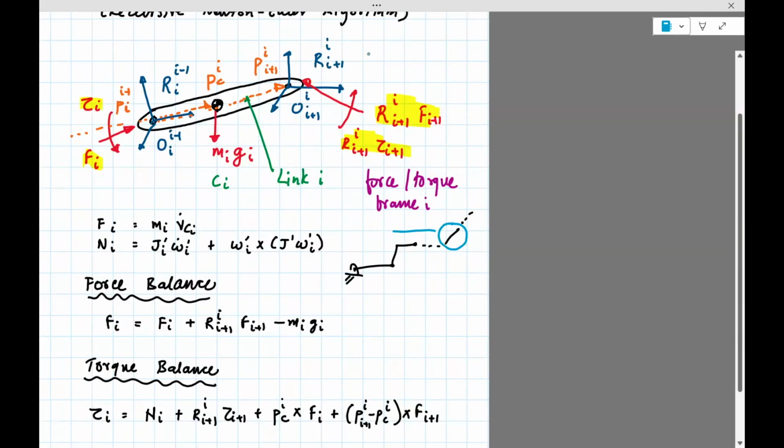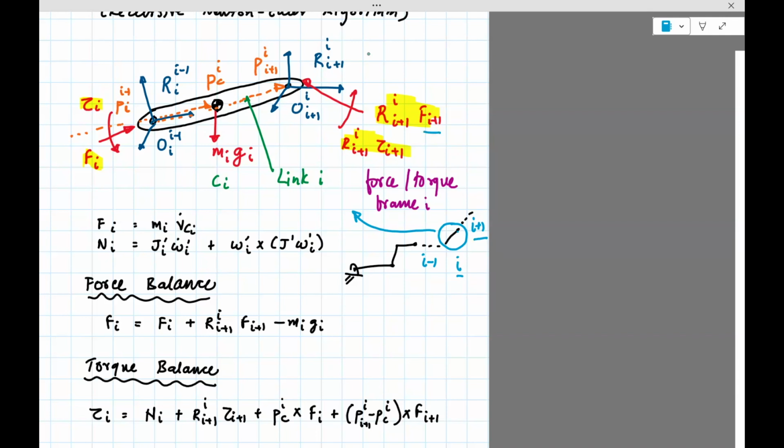Let me just show you what I mean. This link is shown here. So this is, let's say, the ith link. It's connected to the I minus 1th link and the I plus 1th link. In order to draw free body diagrams, you need to replace the effect of the connection between link I and I plus 1 with a force and a torque, and that's done here.